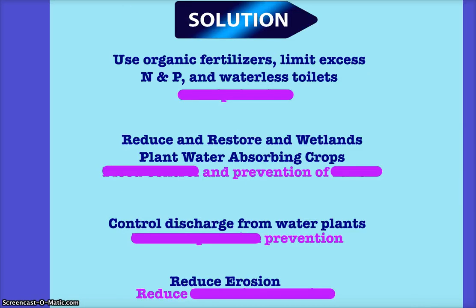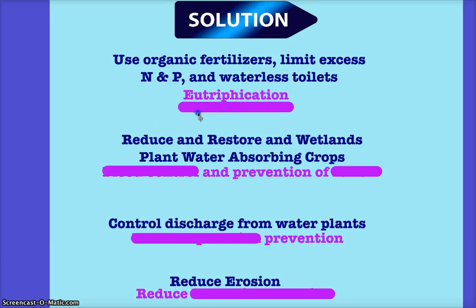All right, so these next 2 slides, they're thinking slides, okay? These are the types of questions I could ask you on the test, which I'm going over now. I'm giving you a solution, and you have to give me the problem. So if I say, use organic fertilizers instead of inorganic, or chemical fertilizers, let's say, limit excess nitrogen and phosphorus, and use waterless toilets. What problem am I trying to solve?